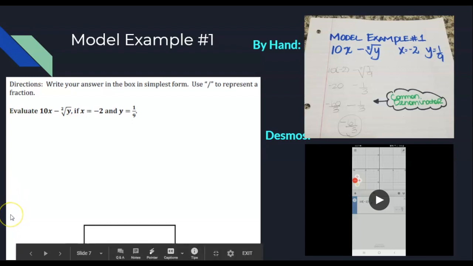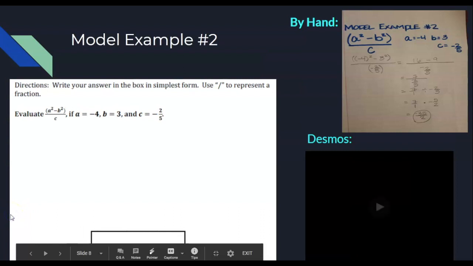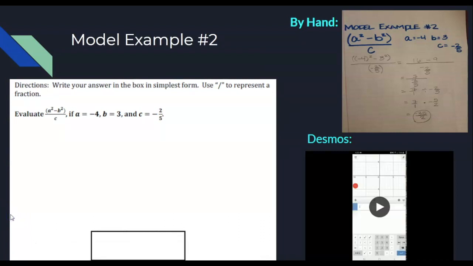Let's look at model example number 2. Please take some time to write down model example number 2.